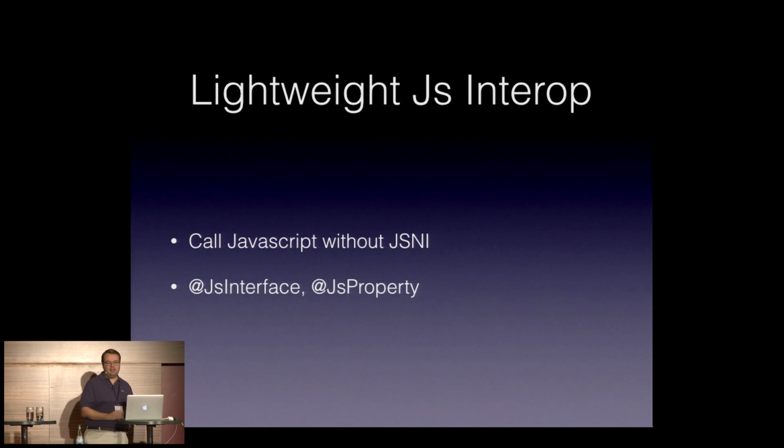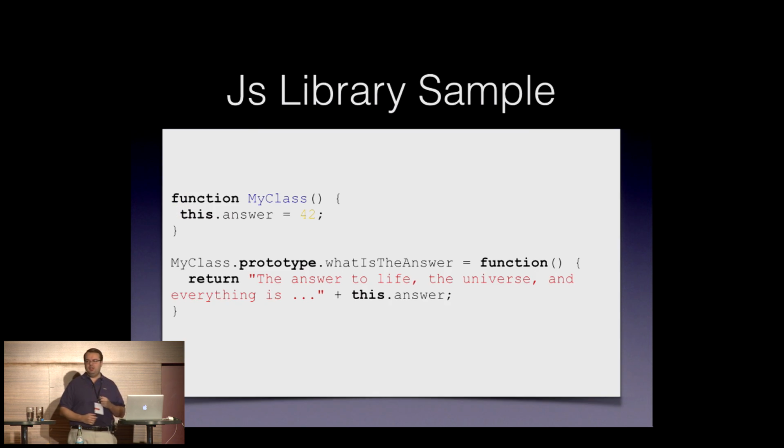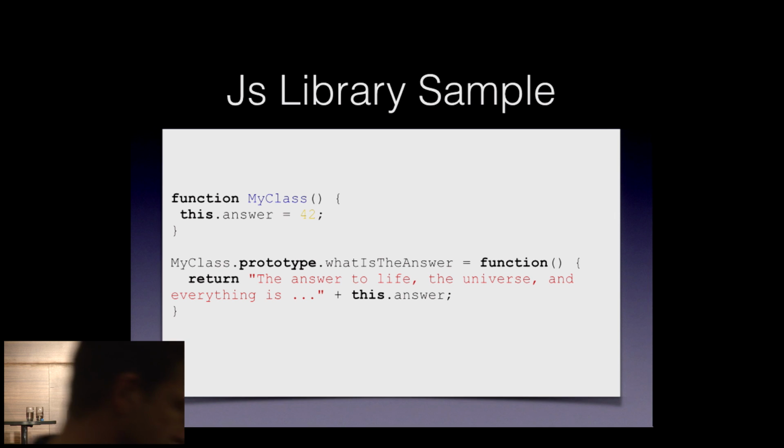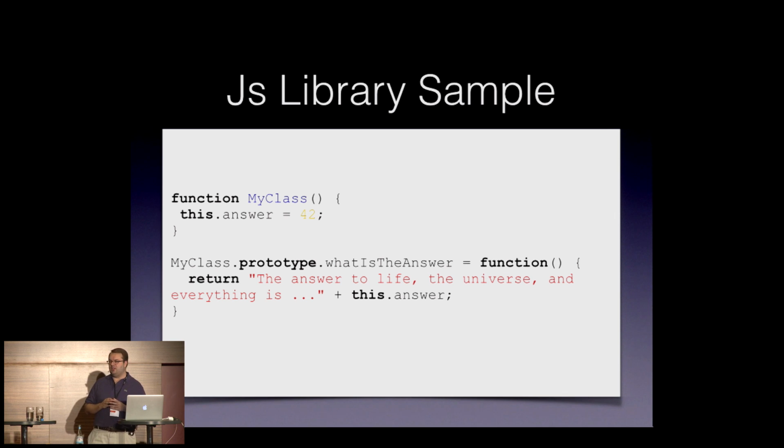And so we're introducing this new concept, which Daniel will go into more depth on in his presentation, called lightweight JavaScript Interop, or JsInterface. What it does is it allows you to just call into the JavaScript directly. Here is an example. This is a fake JavaScript library. It has one constructor called myClass, one field called answer, and one method called whatIsTheAnswer, which returns the answer to life, the universe, and everything, which is the field. Now, how would you consume this library if you dropped it into your page in GWT?